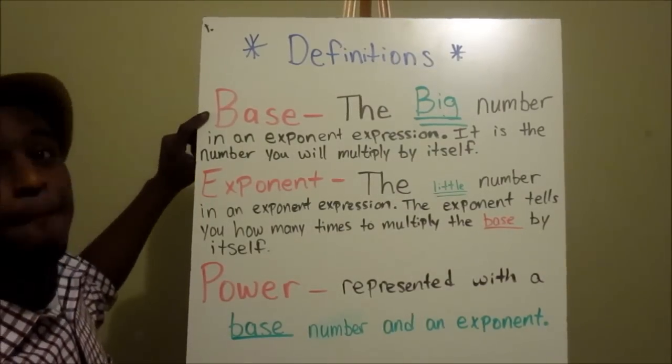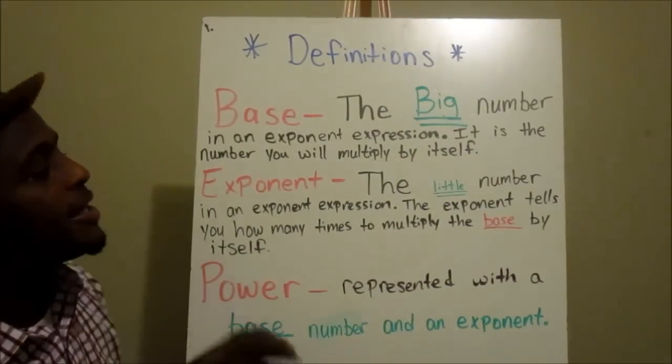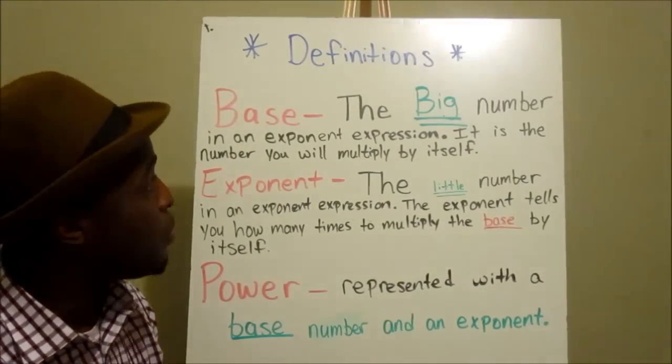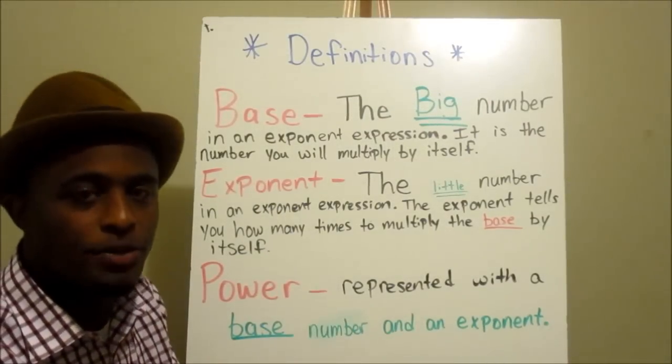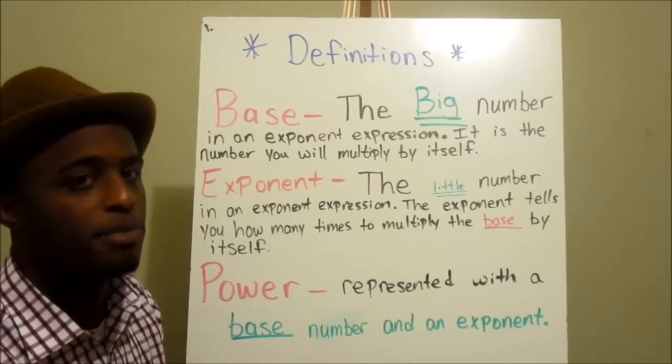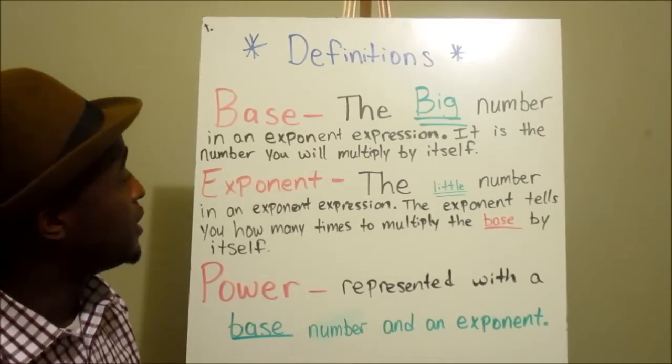The first word is base. Base is the big number in an exponent expression. So it is the number that you will multiply by itself. We're going to look at an example of that here in a minute, but right now let's focus on just getting down our definitions.